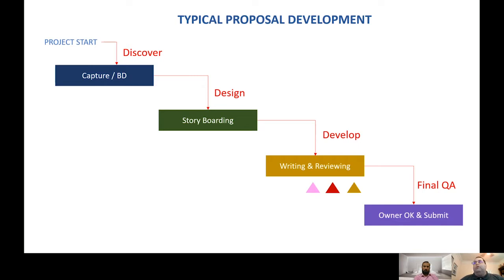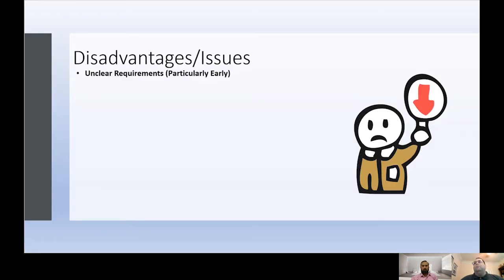Typically when we do a proposal, we go from capture to storyboarding to writing and reviewing, and then finally submitting the proposal, the same as is typically done in a systems development methodology. And there are a lot of problems with this kind of methodology. The number one problem with the traditional model is that the earlier you are in the process, the less clear your requirements are. While you're doing your planning, storyboarding, and designing, you know the least about the entire effort.